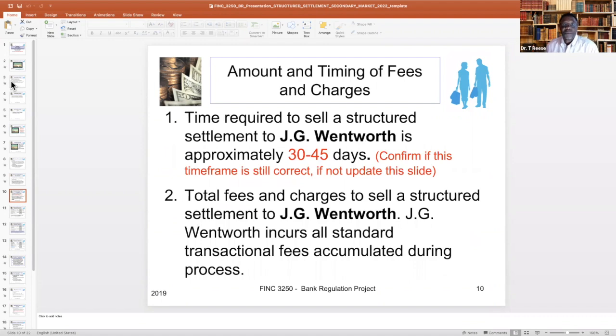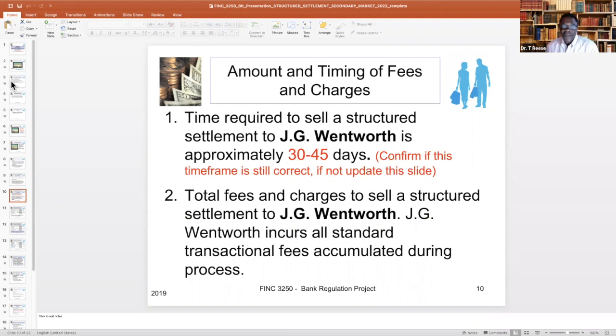Now, let's talk about the amount and timings of fees on slide 10. Time required to sell the structured settlement. Again, you want to confirm that it's 30 to 45 days. And again, I have a note here in red font in the final version of the slide. Please remove this after you have confirmed the number of days it takes to complete the transaction.